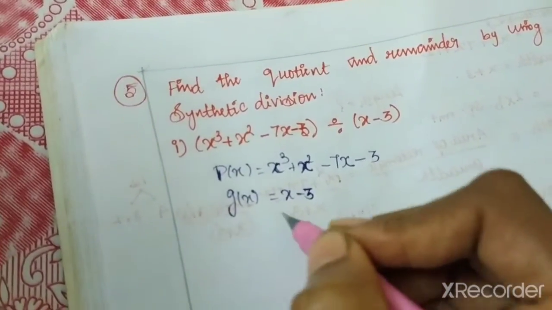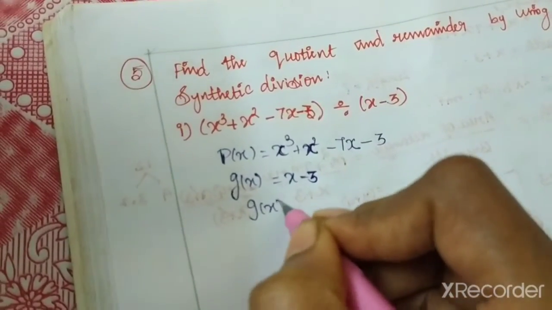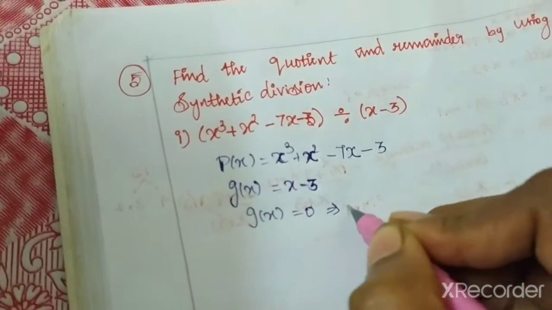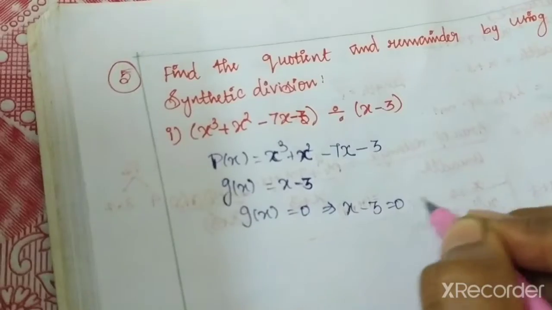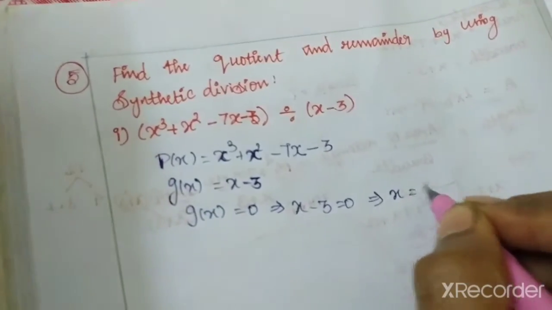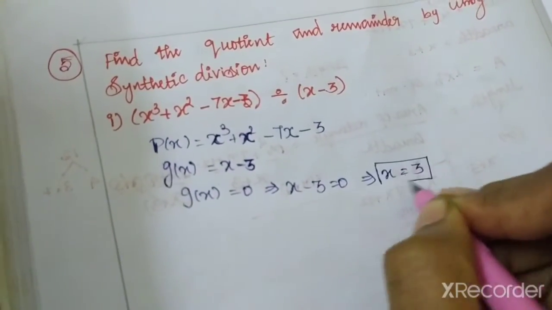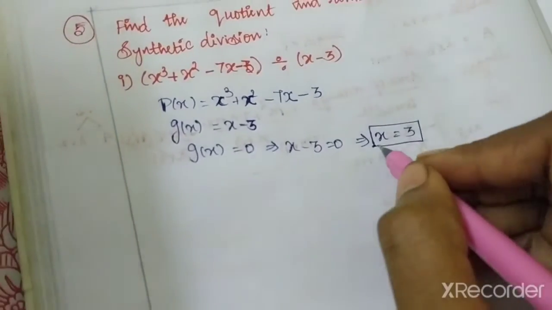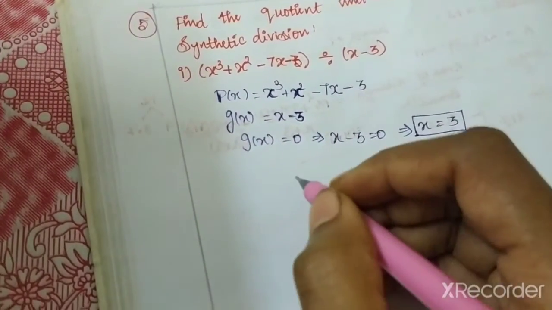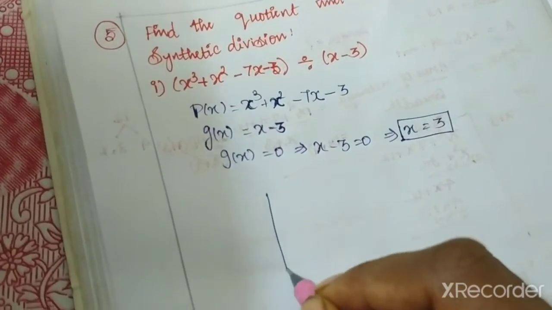Normally, how can we find a factor? Put g of x equal to 0. That implies x minus 3 is equal to 0. That implies x equals what? Positive 3. Okay, they have given the values. Then by using this, put that box.